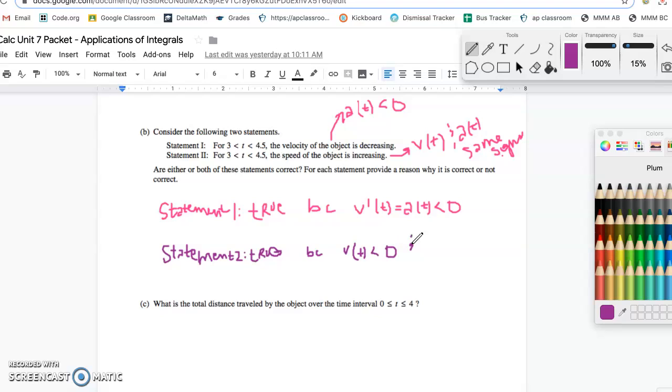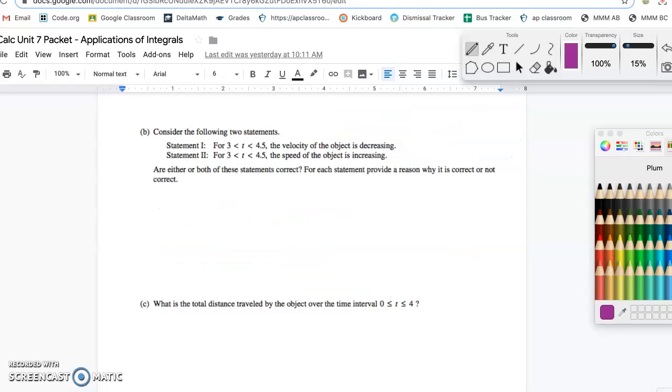and we've already said a of t is equal to v prime of t, but you would either have to say v prime of t or a of t is less than 0. And what you can also say is velocity and acceleration have the same sign. I'm not going to write that out, but velocity and acceleration have the same sign can be your other reason. All right, so moving on to the next one.